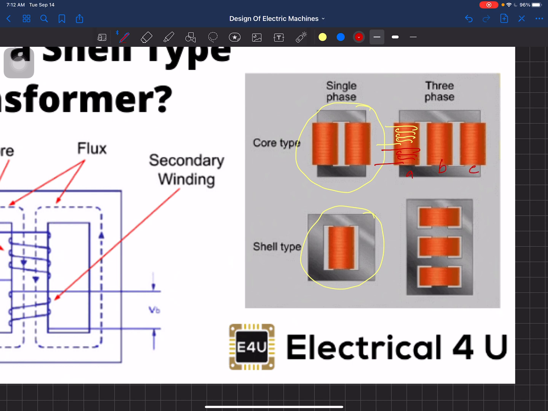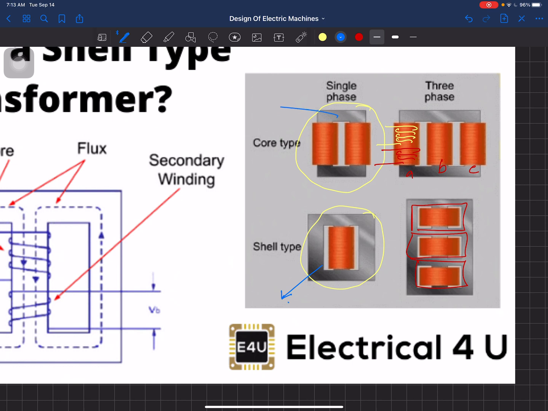And similarly, in a shell type transformer, just like this one, this is one phase over here, this is the second phase, and this is the third phase. Now, how these are used is a very important factor. I told you this one is the simple dry type transformer, and the one you normally get is this one.